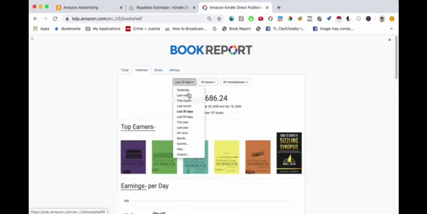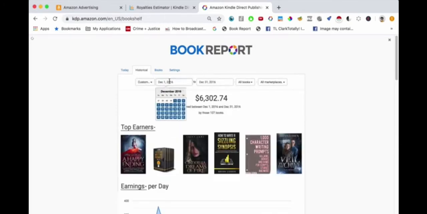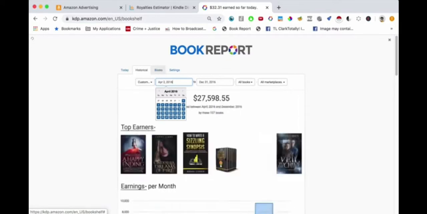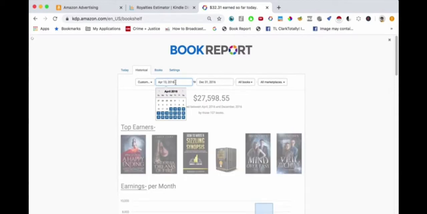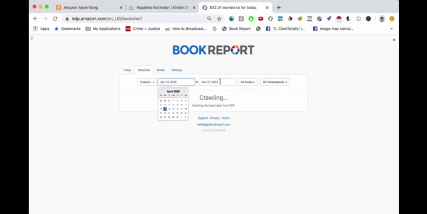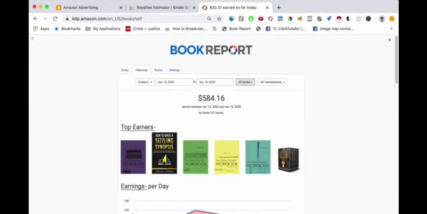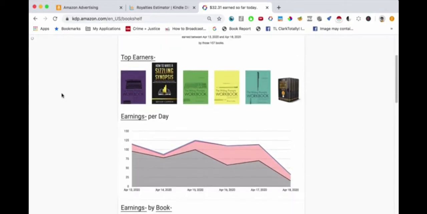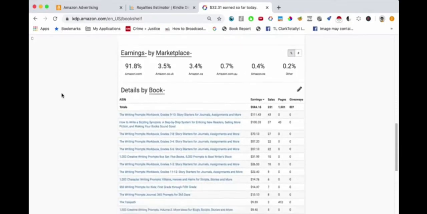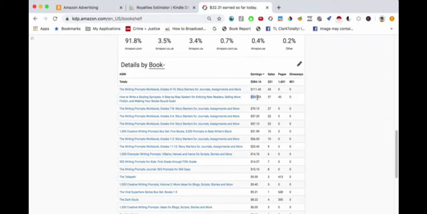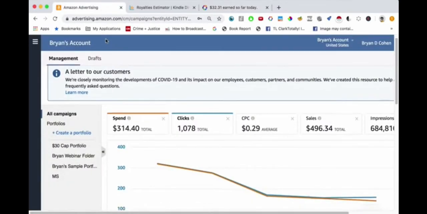I am going to go in here and I am going to pick April 13th, 2020 through today, April 18th, 2020. And we will see Sizzling Synopsis in there, and I will scroll down and see the dollar amount. Sorry for cheating, but I see that my earnings since the challenge began were $100.03. I won't cheat over here, I promise.